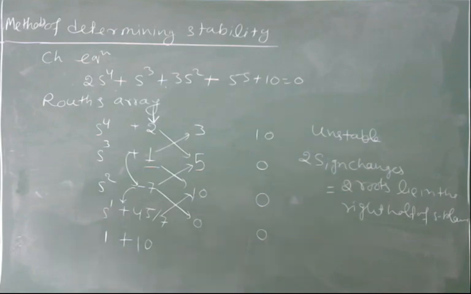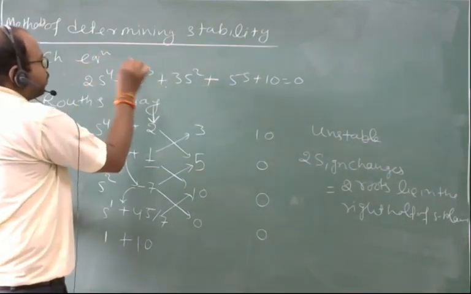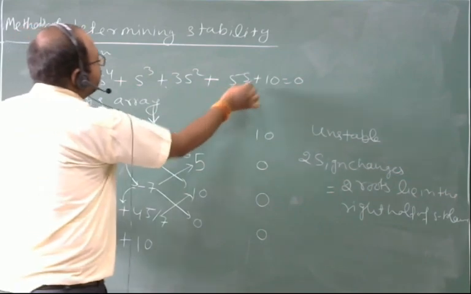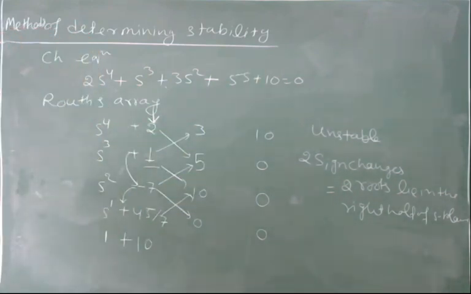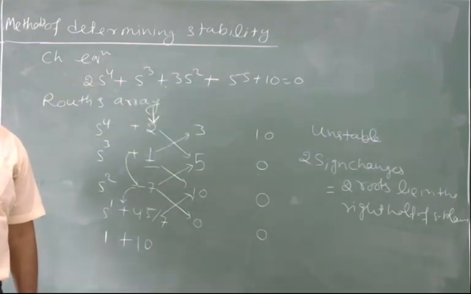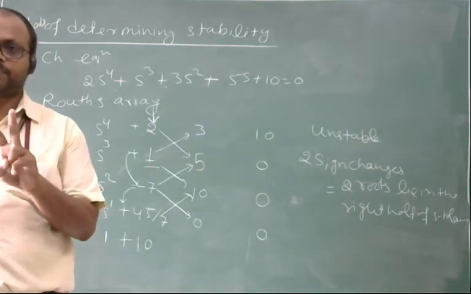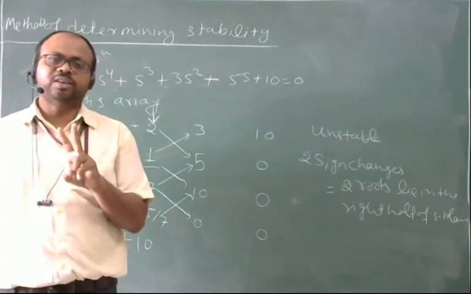The next condition is that there should be no missing term. So I am having the coefficients for s^4, s^3, s^2, s^1 and s^0. So there is no missing term and no sign change in the coefficients of the characteristic equation. Therefore both the conditions are satisfied.